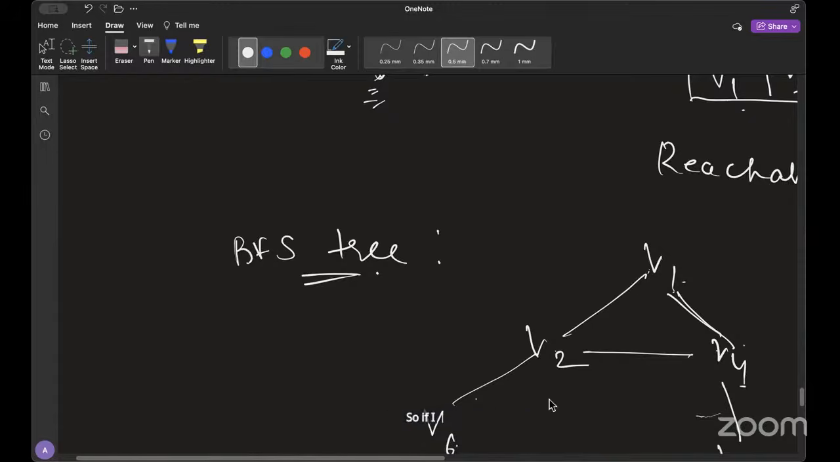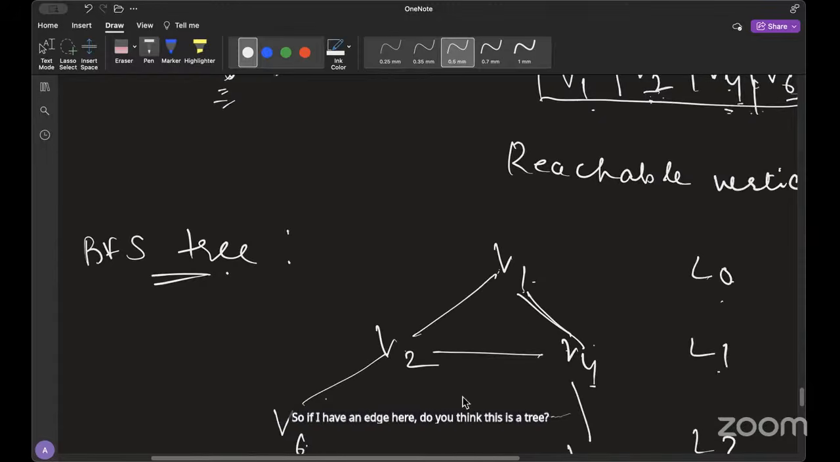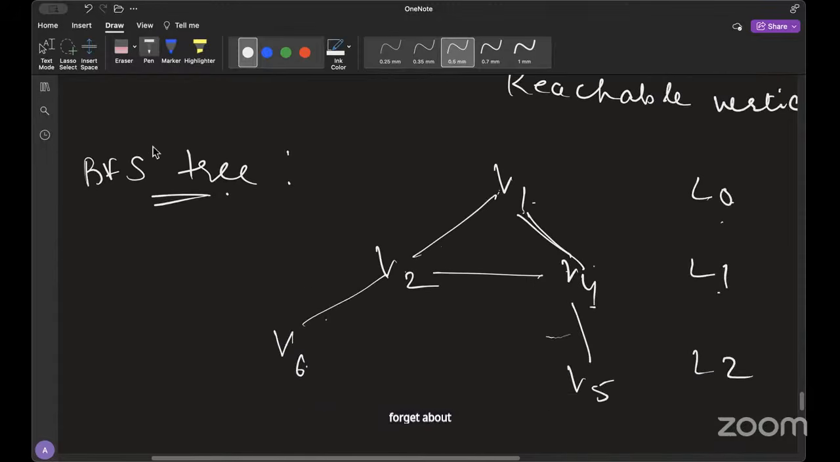So if I have an edge here, do you think this is a tree? Forget about BFS for a while. This is not even a tree, right? No, ma'am, I got your point. Okay.